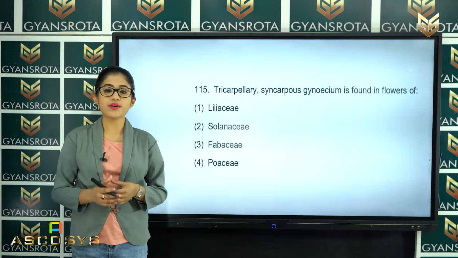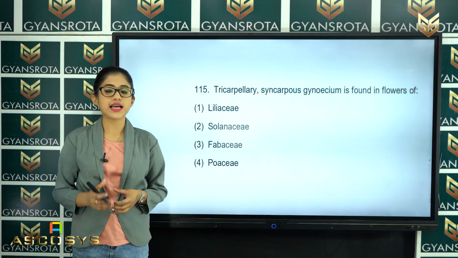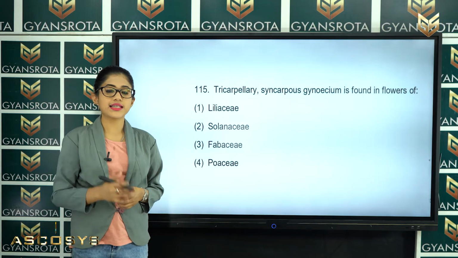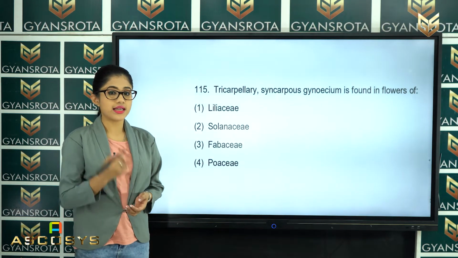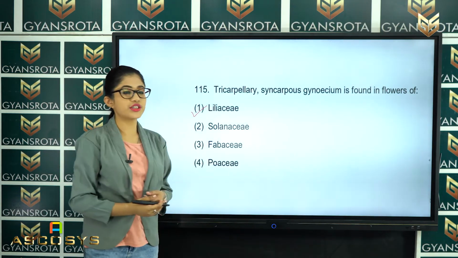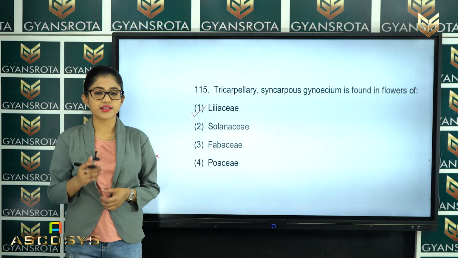In the last topic we have discussed the three families, that is the Liliaceae, Solanaceae and the Fabaceae. Which among the following families has the characteristic of tricarpillary syncarpous gynoecium? It is found in the family Liliaceae. So option number 1 is the correct answer. Now let's move on to the next question.